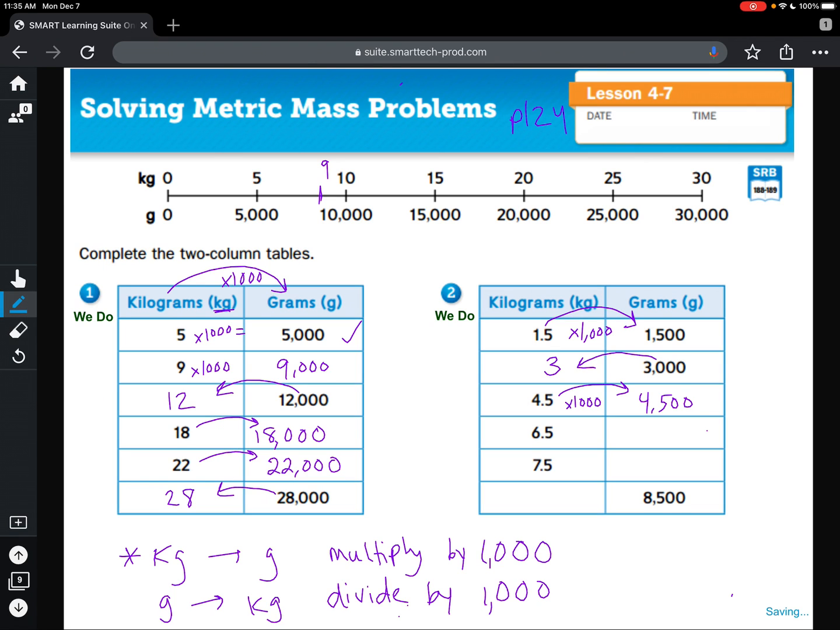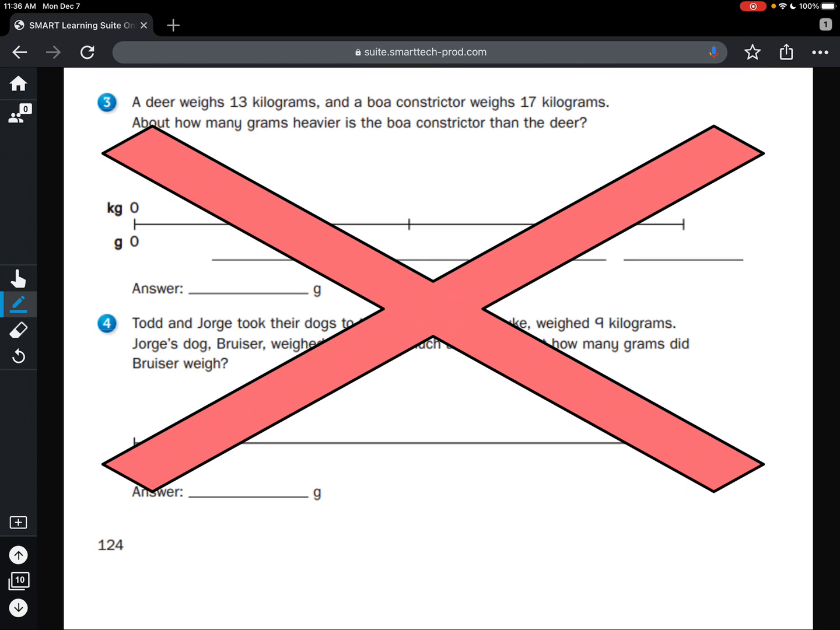Your job is to finish the last 3 on this chart. Go ahead and do that now. At the bottom of this page on 124, you can just skip it. You do not have to do this section of the math journal page.